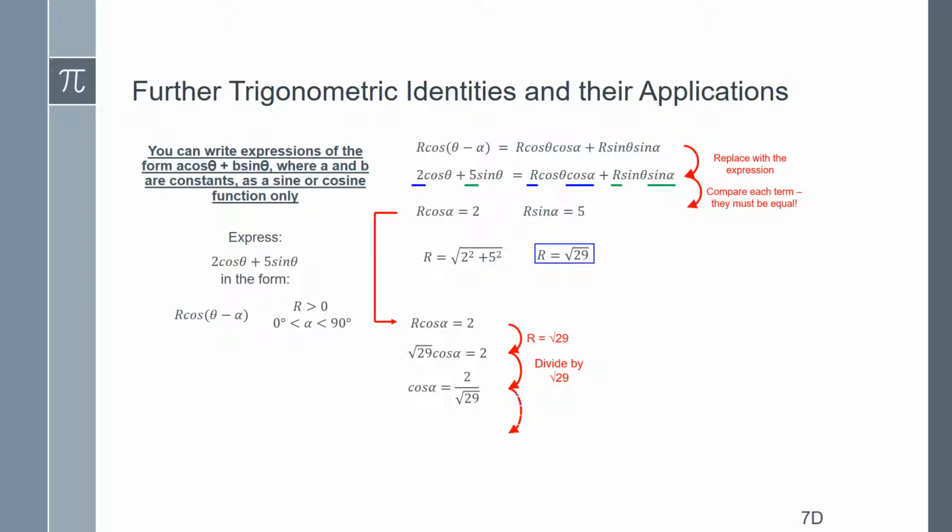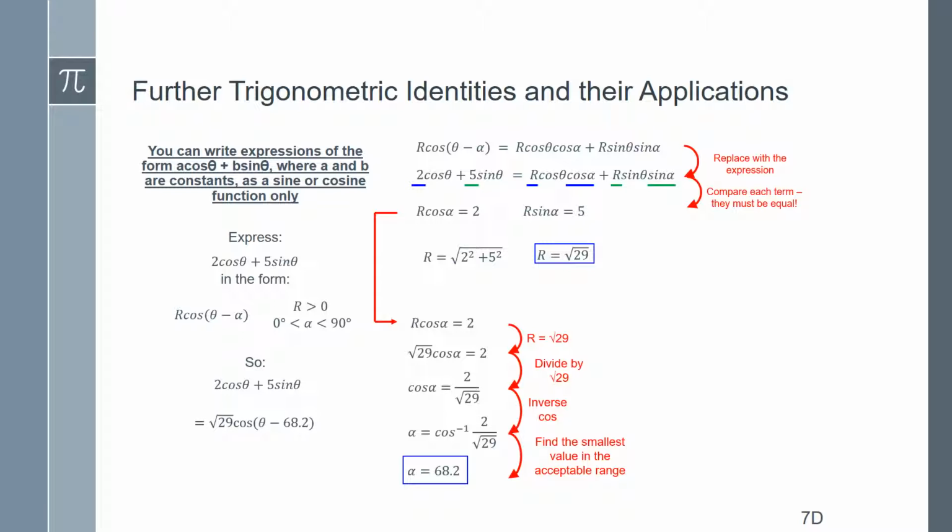Cos alpha is 2 over root 29, inverse cos gives us 68.2, which is in the acceptable range. So we can write 2 cos theta plus 5 sine theta as root 29 cos (theta minus 68.2). It's as simple as that, this method. We need to know the addition formulas and we need to be careful, but it's a relatively straightforward method.